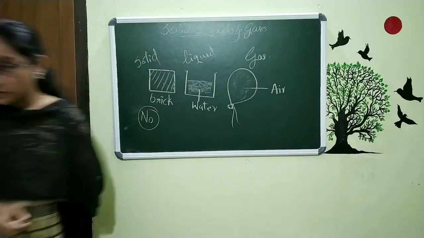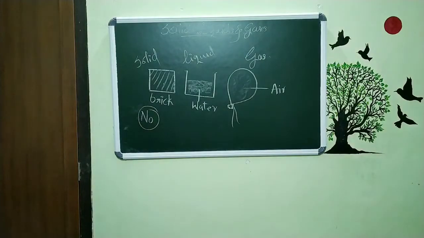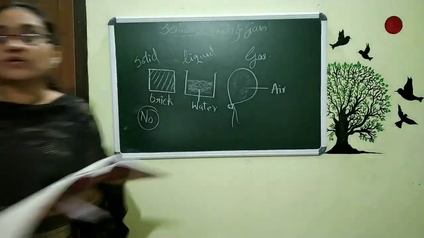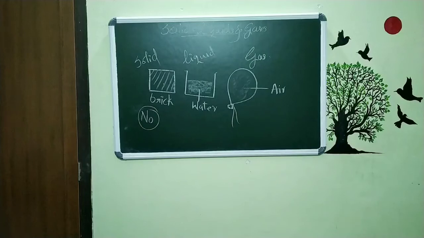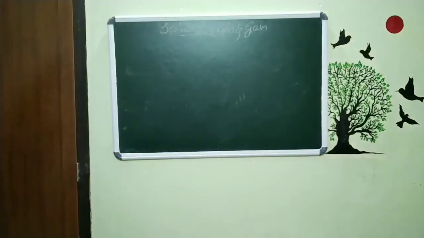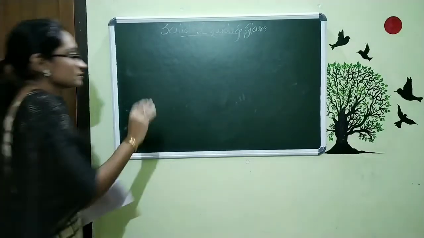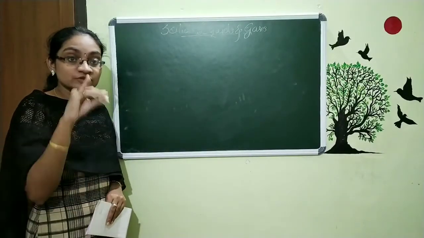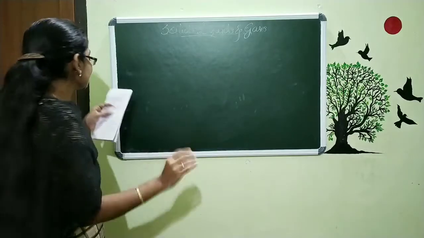So, in your textbook, you can see one activity in the introduction part on page number 73. Here you can see one column. Now we are going to do that. That is your first activity here. So, the activity is this. They give some materials as the question, and you want to classify these into solid, liquid and gas. These are the substances.